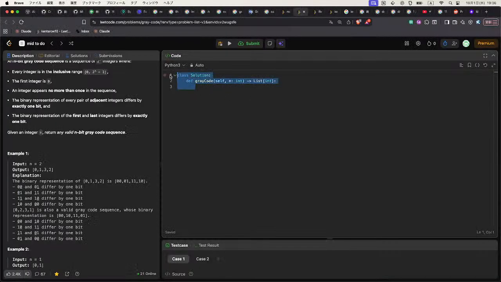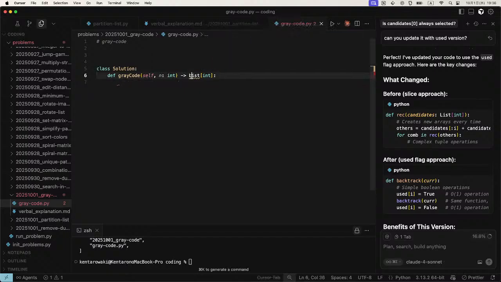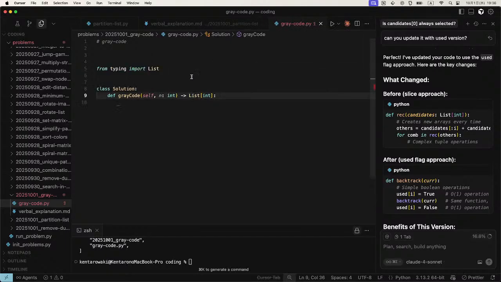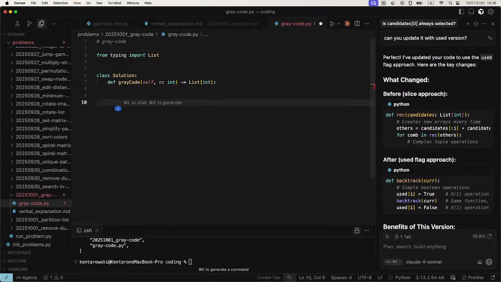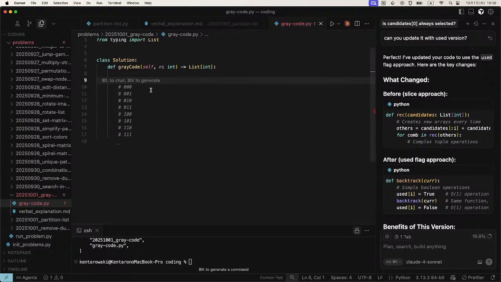Yeah, let me think about the binary representation for 3 bits. 0, 1, 2, 3, 4, 5, 6, 7. That's it. And exactly 1 bit differs.